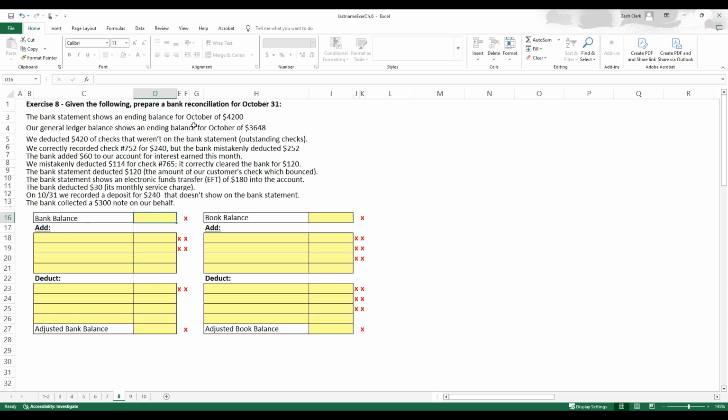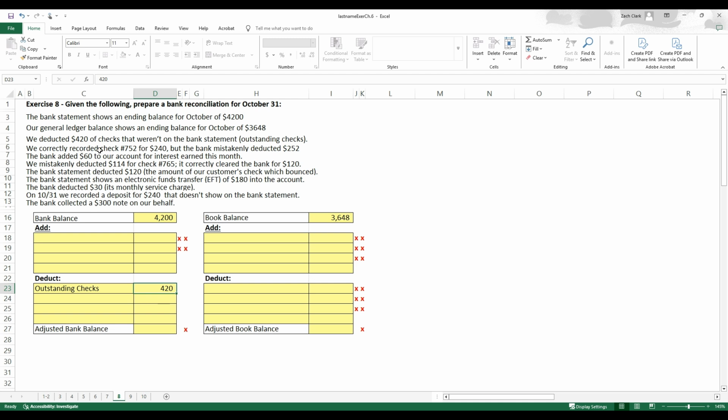Okay, so we've got a bank statement balance of $4,200, and our general ledger shows an ending of $3,648. We deducted $420 of checks that weren't on the bank statement. These are outstanding checks. Just to note, this is probably the most common type of reconciling item you see, because it's very common to have some checks outstanding for every business or organization. So that is very realistic. Bank errors I have very rarely seen, but outstanding checks are a regular occurrence.